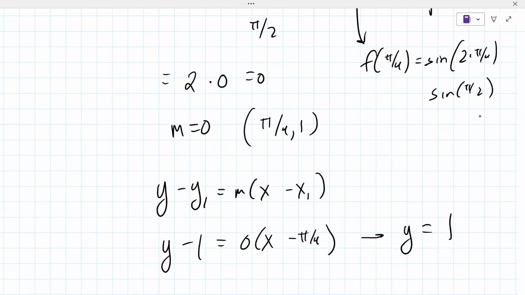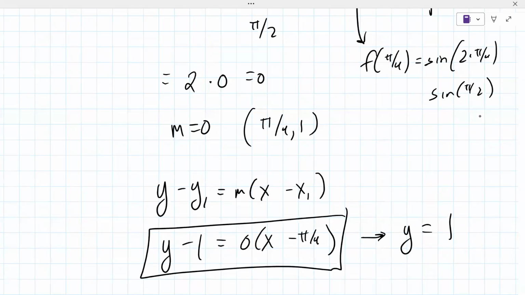Wait, what do we need? Oh, y equals 1. Okay. I don't know what they want. I would leave this. I'd make it harder on their teacher in the way he's making it difficult on you.